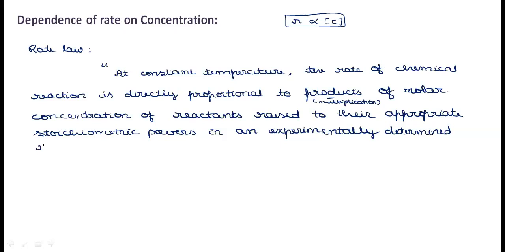So what is this experimentally determined rate equation? We'll learn with simple examples later. For now, just focus on the main points of the rate law. At a constant temperature, the rate law explains that the rate of a chemical reaction is directly proportional to the product, that is the multiplication of all the molar concentrations of the reactants, raised to their appropriate powers, that is, whatever the stoichiometric powers of the reactants are.